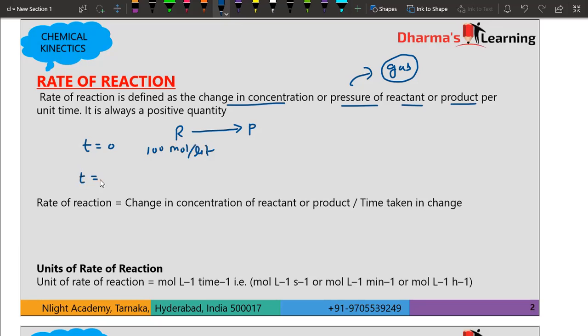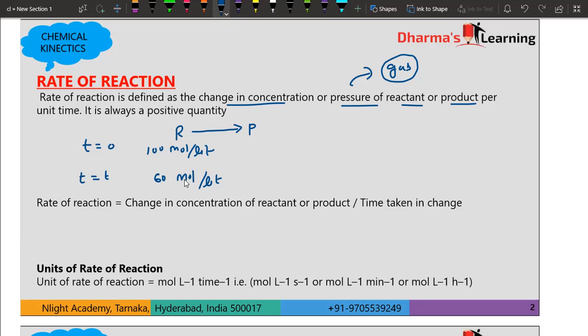So at any time t, let's consider 5 minutes, 5 seconds, 50 minutes, whatever it is, the reactant starts reacting and converts into product. So at time t equals t, there will be a change in concentration, a decrease. Let's consider that at time t the concentration is reduced to 60 mole per liter. Now see what we are finding here. We are going to define the rate of reaction. The reactant concentration changes from 100 mole per liter to 60 mole per liter, right?